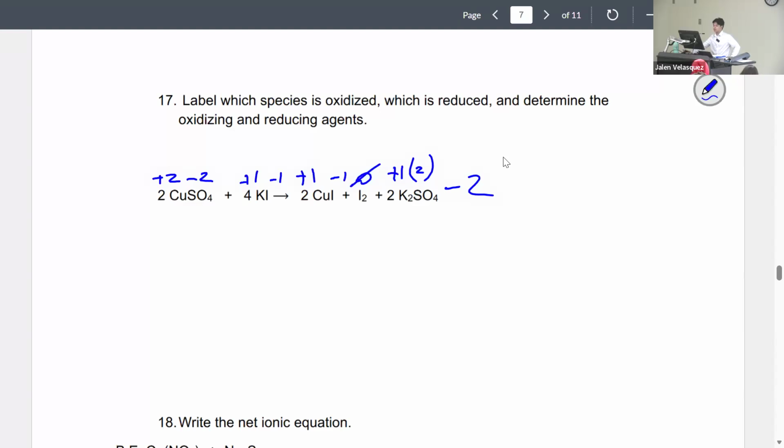So now we can make our comparisons and determine what's oxidized, what's reduced, right? So let's look at copper here in the copper sulfate, right? What's happening there? Copper goes from +2 to what? Goes from +2 to +1. So is that getting more positive or more negative? More negative, right? So if it's getting more negative, you keep in mind that electrons are negatively charged, right? Are we gaining electrons or losing electrons? We're gaining. So what do we call the gain of electrons? Reduction, right? So here, copper sulfate is reduced.